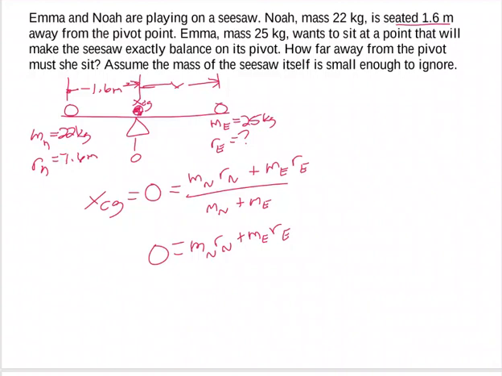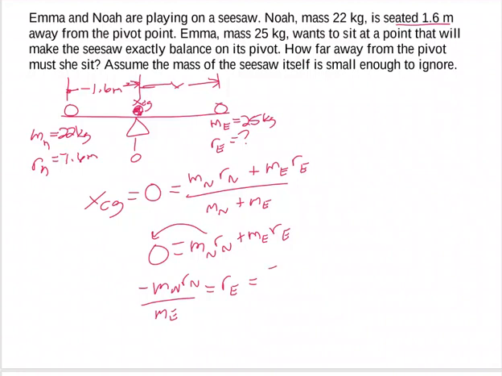So this one here goes to the other side. It becomes negative. It was negative anyway, so now it will be positive. So negative m n r n. Now we're going to divide by mass of Emma, and we have radius of Emma. So we can plug in our numbers now. And notice that if we were plugging in our numbers earlier, we would probably not have seen how this is going to play out in a simpler way.